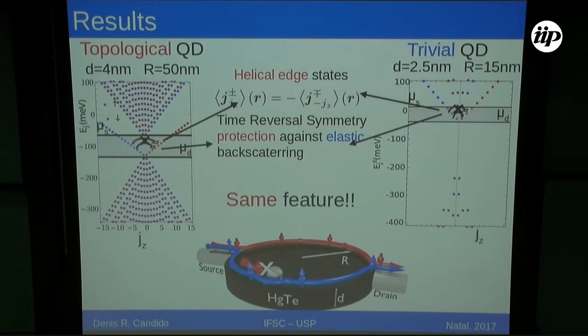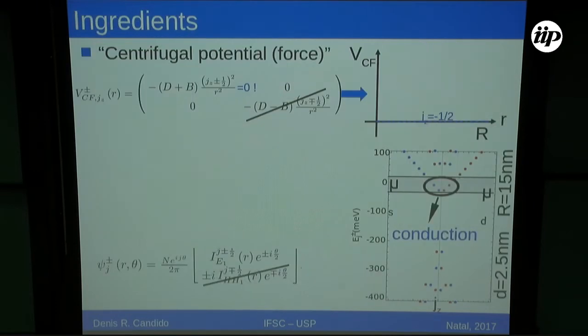Exactly, yeah. Now I will move to the explanation of this feature. How can it be possible to have this kind of thing? It's possible to obtain a centrifugal potential or a centrifugal force from the BHZ Hamiltonian. Once you're talking about just the lowest conduction band, and this energy separation is huge, we can just neglect for practical purposes the term due to the valence band.